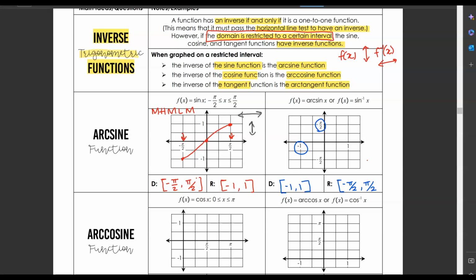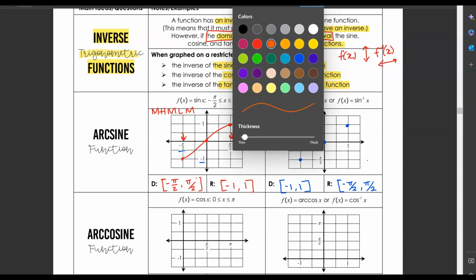So what does this function look like now? Let's start by looking at some of these points. We do have negative pi over 2, negative 1 here. If we graph that in our inverse, swapping our x's and y's, we're going to be graphing at negative 1, negative pi over 2. The origin 0, 0 is graphed as 0, 0. And pi over 2, 1 is going to be graphed over here as 1, pi over 2. Looking at this, it does look like we have those same exact points, so our graph is going to be very similar.